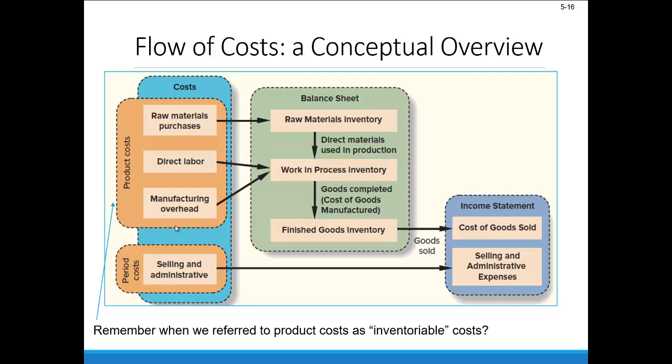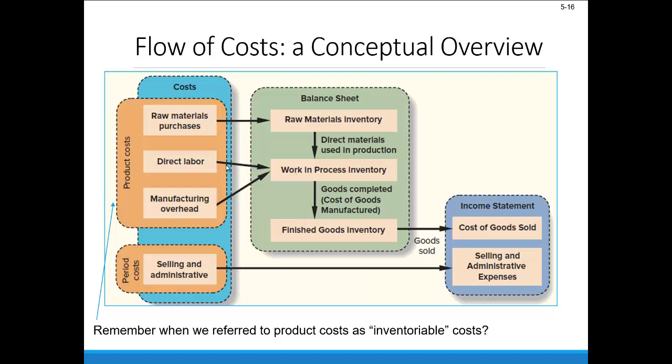We also use this idea in chapter 1 of inventoriable costs. And here's where we really start to see that kind of happening. All of our product costs, aka manufacturing costs, aka inventoriable costs, flow through the inventory accounts on the balance sheet. Period costs do not. They hit the income statement immediately, right? They're expensed in the period in which they're incurred.